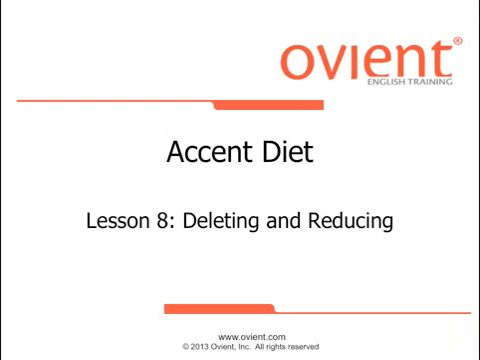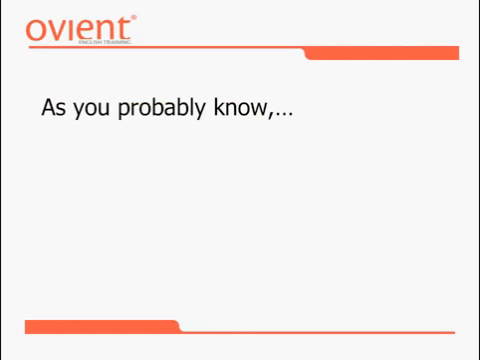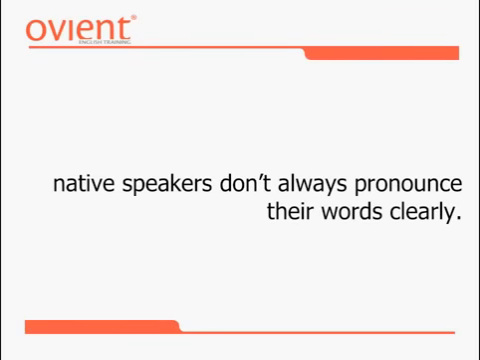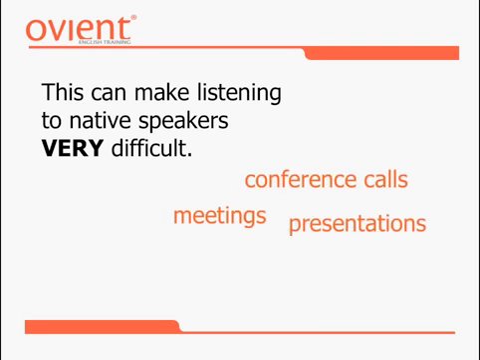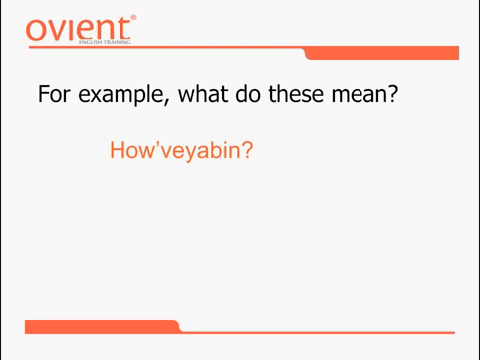Welcome to the Accent Diet, Lesson 8, Deleting and Reducing. As you probably know, native speakers don't always pronounce their words clearly. This can make listening to native speakers very difficult, especially in meetings, or in conference calls, or when you're listening to presentations or your voicemails, even when you're going out to eat. For example, what do these mean?